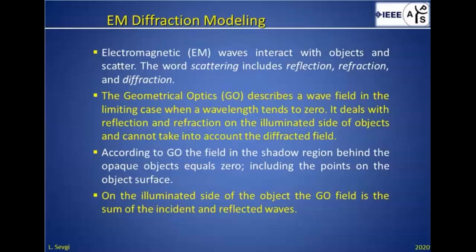So GO deals with reflection and diffraction on the illuminated side of objects and cannot take into account the diffracted fields. So the geometrical optics, GO model or approach, gives you electromagnetic effects, basically reflection and diffraction on the illuminated side. According to GO, the field in the shadow region behind the object is equal to 0, and on the illuminated side of the object, the GO field is the sum of the incident and reflected fields. Next slide, please.